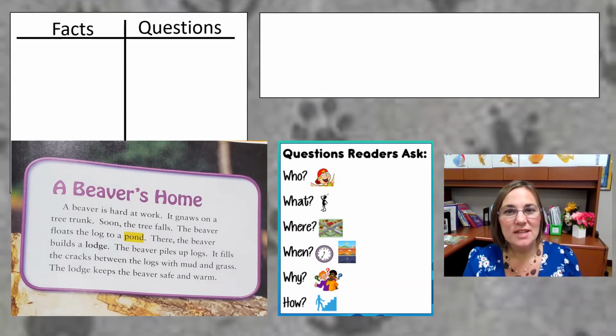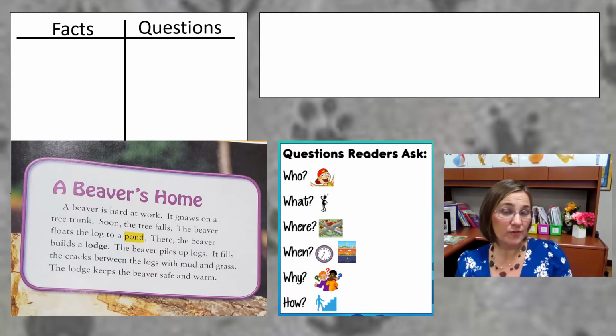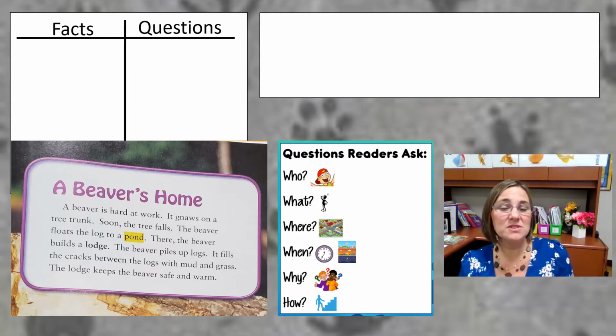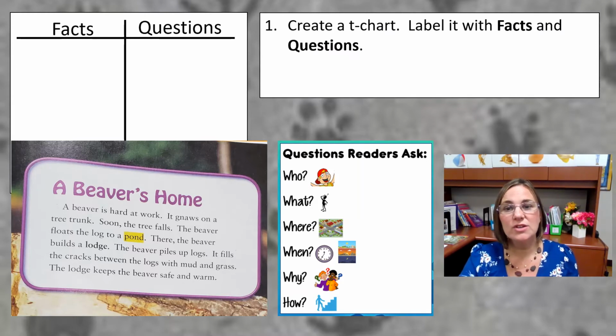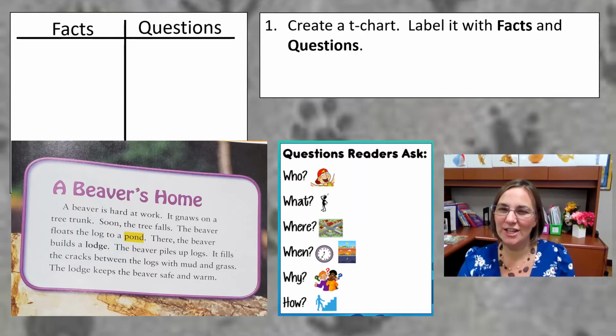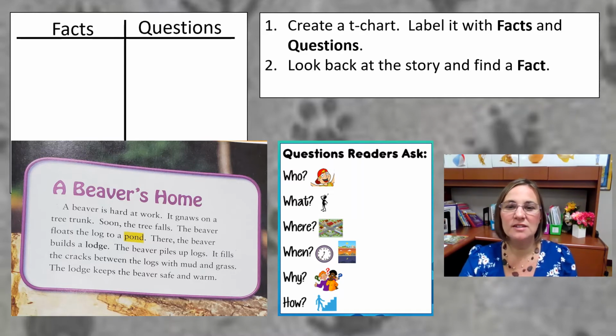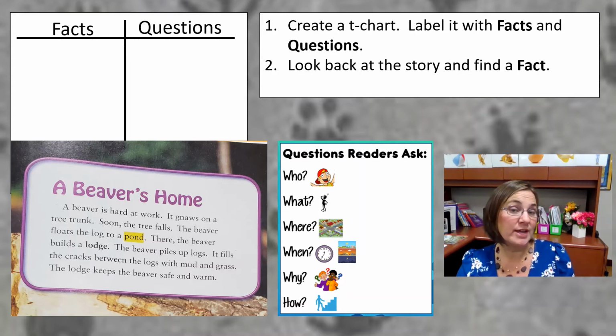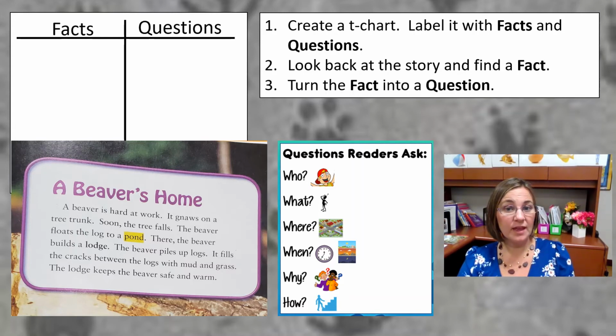When readers want to take key details, also called facts, and turn them into questions, here's some steps they can follow. First, create a T-chart and label it with facts and questions. You're really good at T-charts now. You know how to do that. Then you look back at the story and find a fact. After that, you turn the fact into a question.